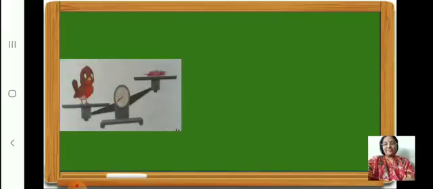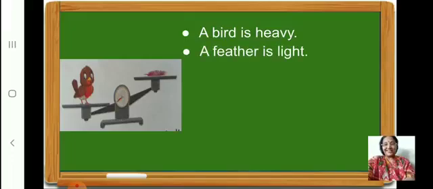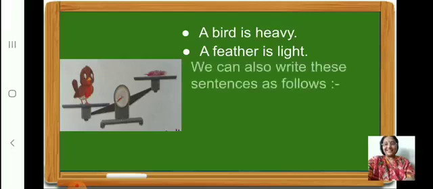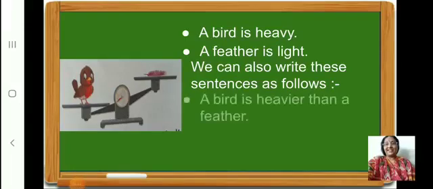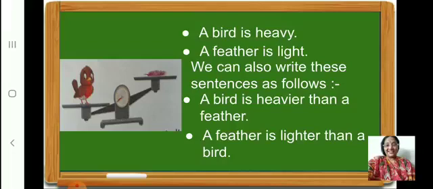Children, look at the picture here on the screen. You can see a bird and a feather. Children, a bird is heavy. A feather is light. We can also write these sentences as follows. Children, a bird is heavier than a feather. A feather is lighter than a bird.